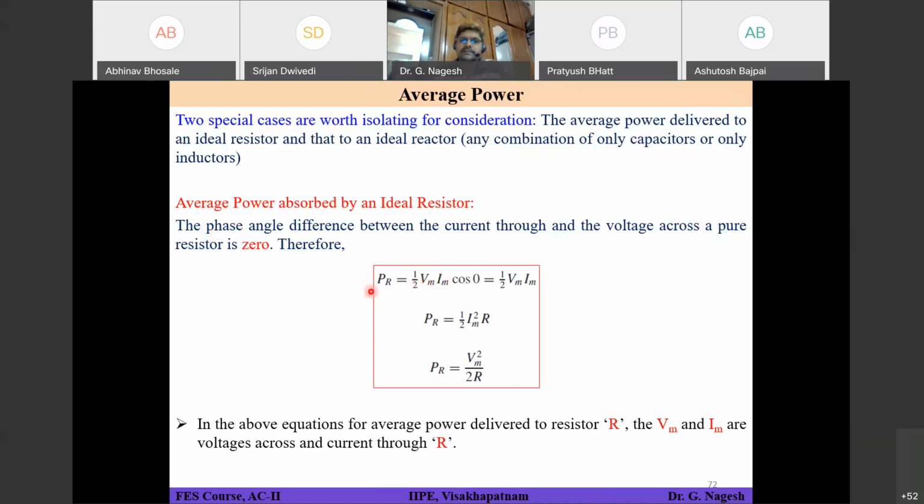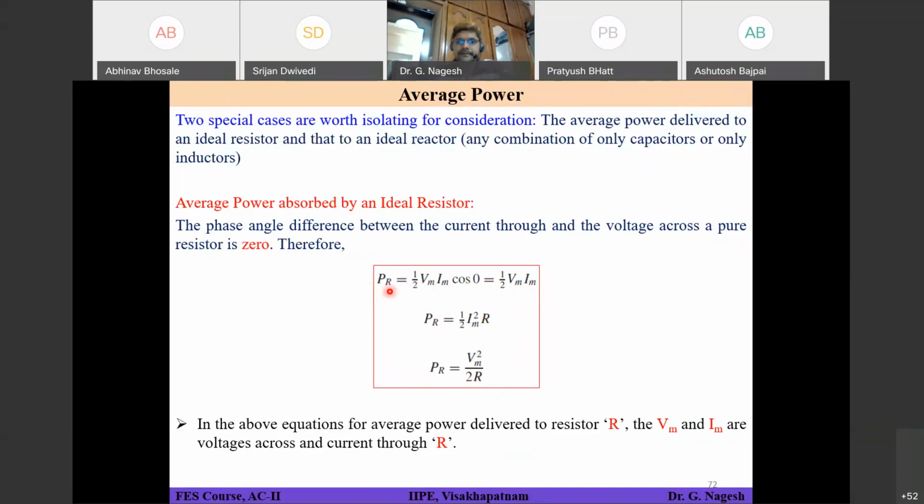You are going to get the power absorbed by the resistor as Vm Im by 2, since cos of (theta minus phi) is equal to 1. The same expression you can write in two other forms, which are given here: I max square into R divided by 2, or V max square divided by 2 into R. So for a resistor alone, to calculate the power absorbed, we can use any of these formulas. All are coming from the same basic expression.